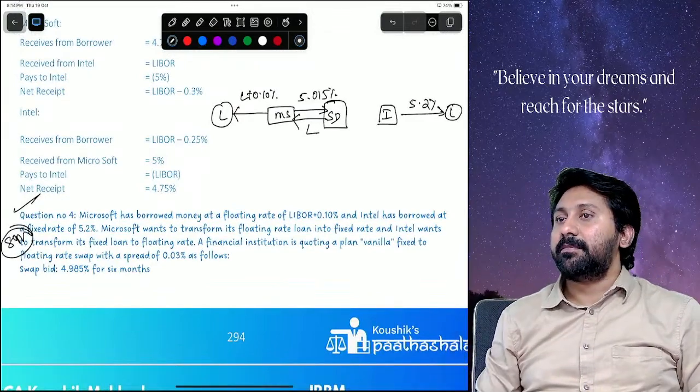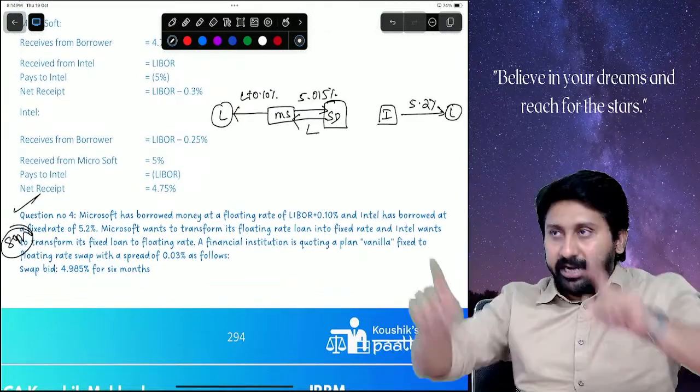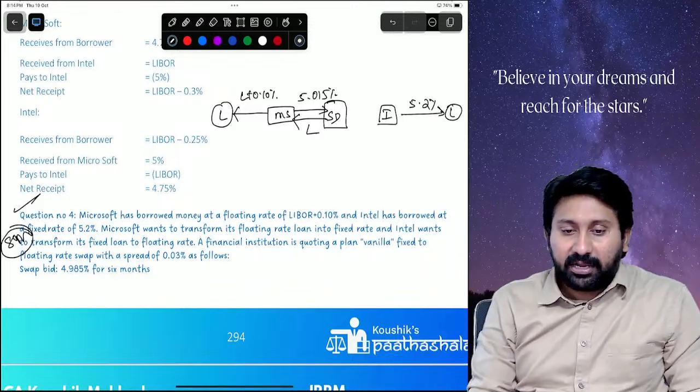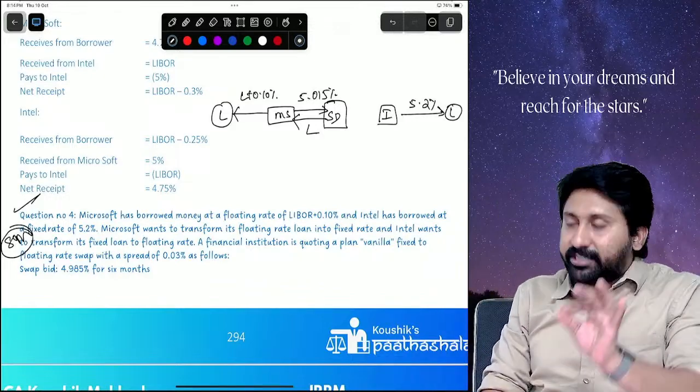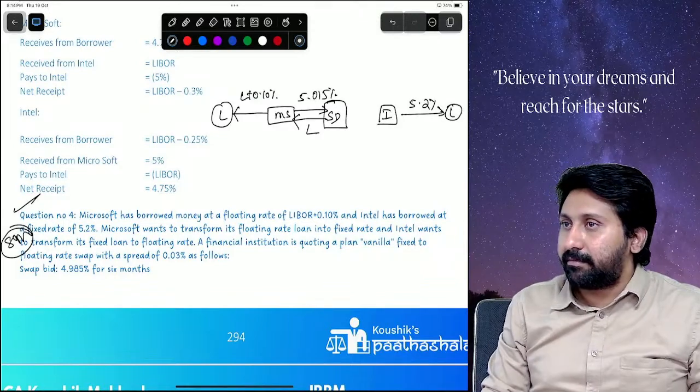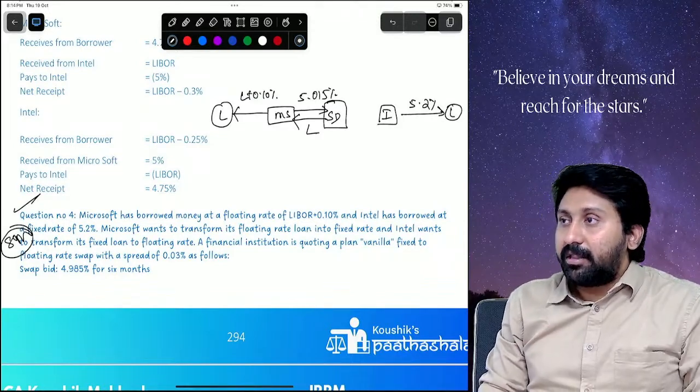5.015%. Clarity or not, everyone? You should tell, I should listen. Tell me. No wrong answers. What is the original transaction of Intel with the lender? Are they fixed, at what rate? 5.2. Are they happy or unhappy?